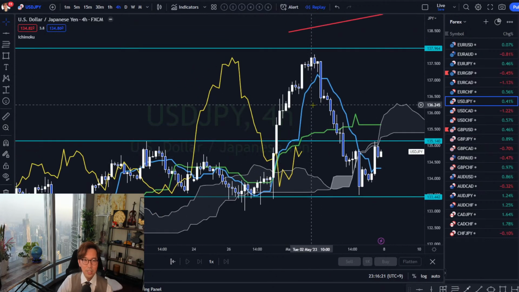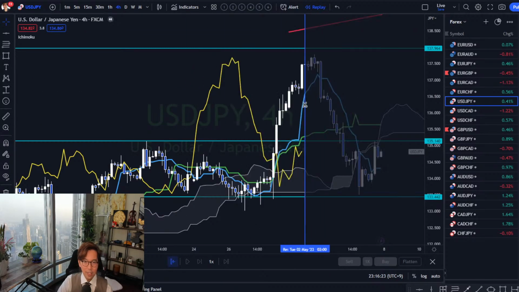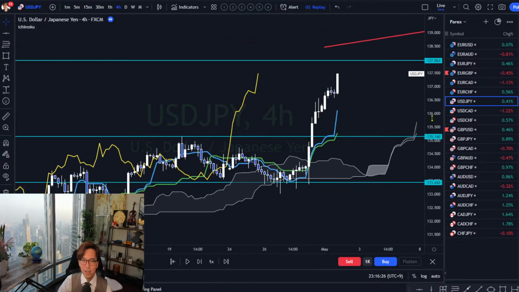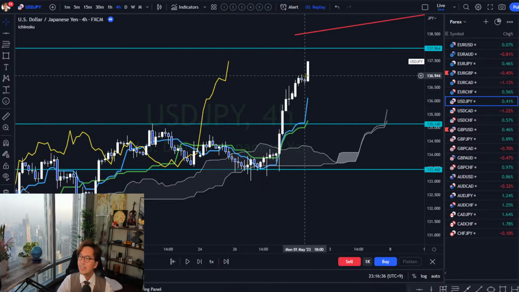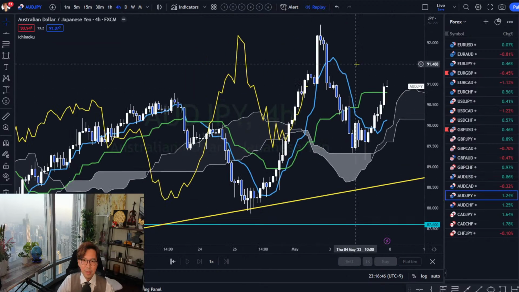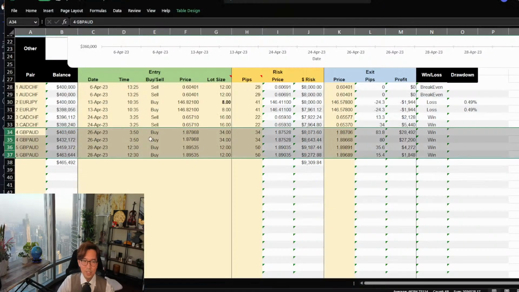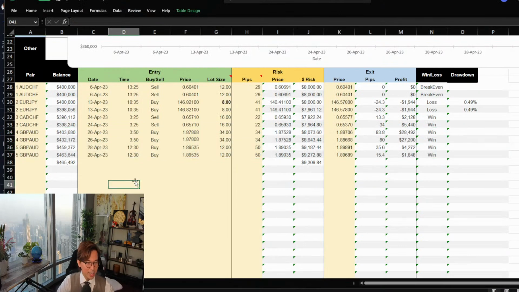USD-JPY also, here is another example. USD-JPY in the 4-hour was very thin. You see, very thin Kumo. It was an uptrend very strongly, and you may have made lots of pips on this one. But for me, this is a market to stay away from. So like this, I didn't take the JPY pairs, and that's why you don't see that in my spreadsheet like this. So that's how I manage my trades in the month of April.